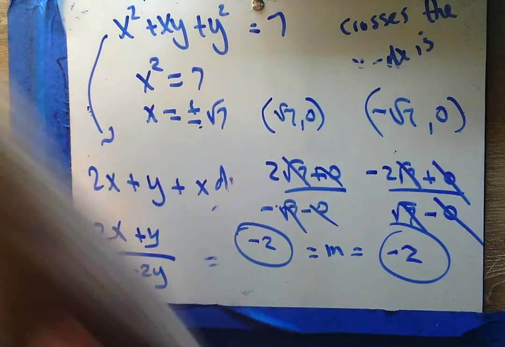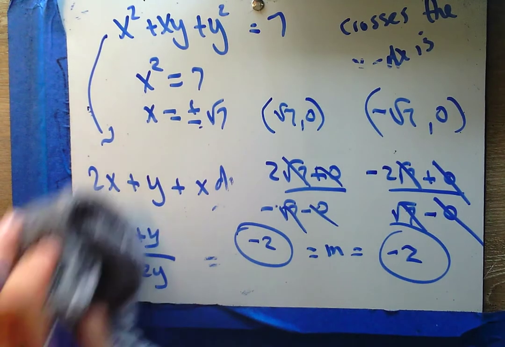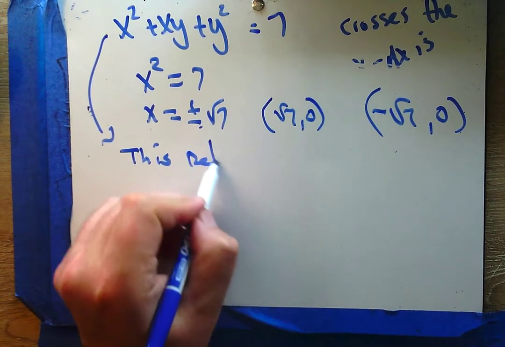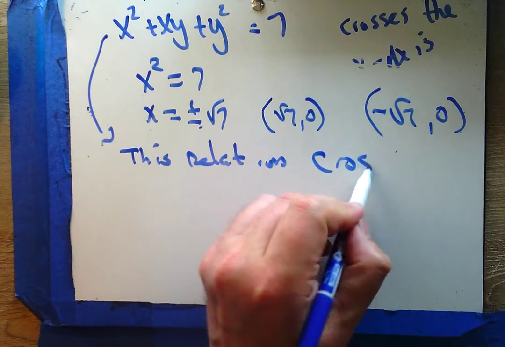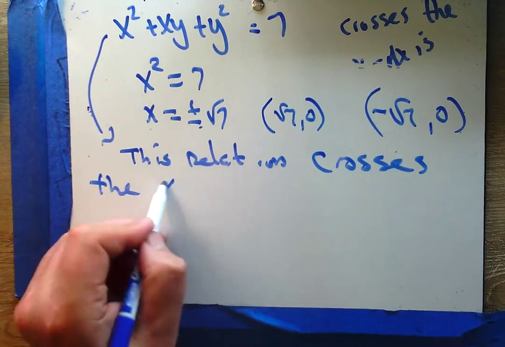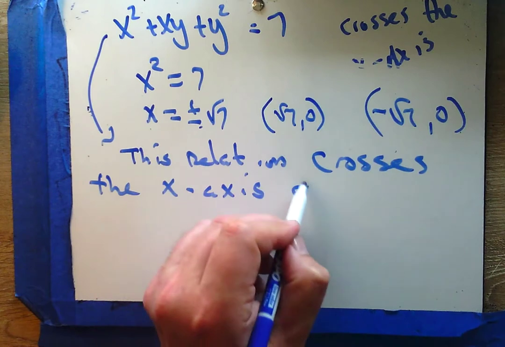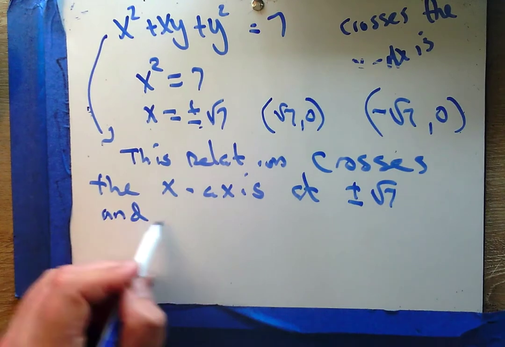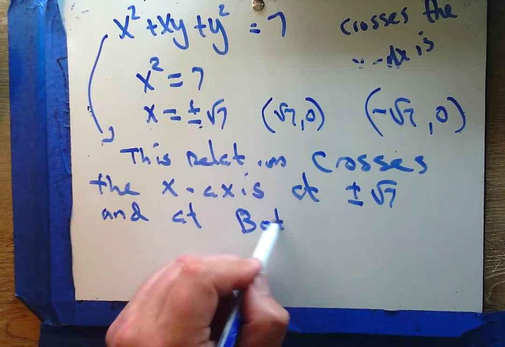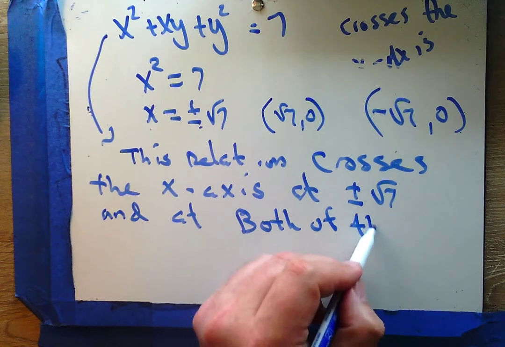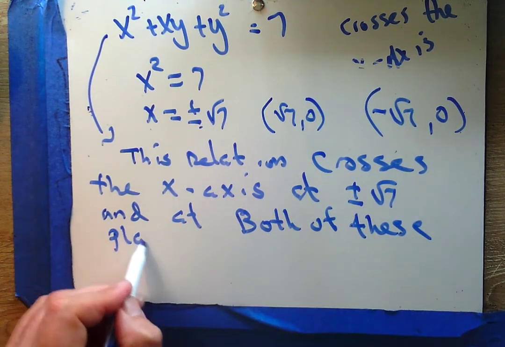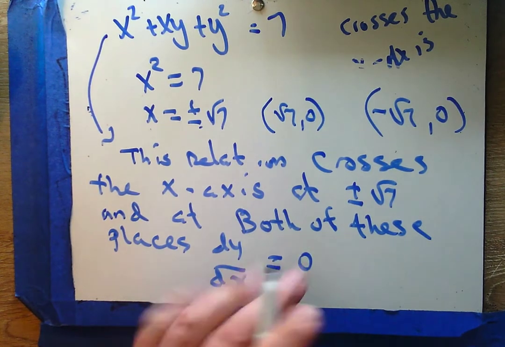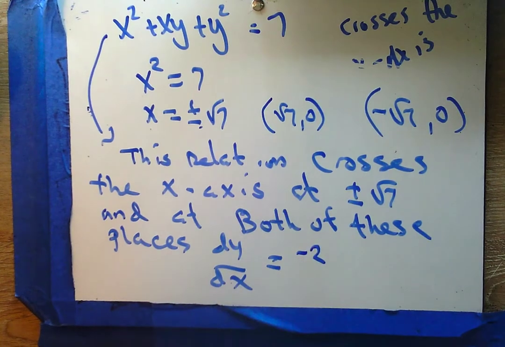And so really, this is a great example of writing sentences. So what I want to say is this relation crosses the x-axis at plus and minus root 7 and at both of these places dy dx equals negative 2. Was it negative 2? Oh, yeah, it's negative 2.